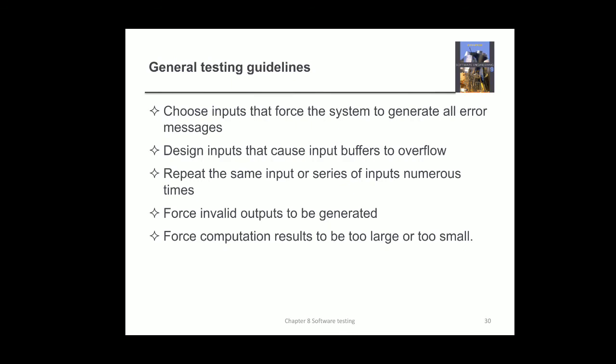Then force invalid outputs to be generated. You have to choose an input value in such a way that you get an invalid output. Then force computation results to be too large or too small. You have to check how your program responds if you give a number and get a very small value as output, or give a different number and get a very large valued output. So these are the general testing guidelines when we go for a testing procedure.